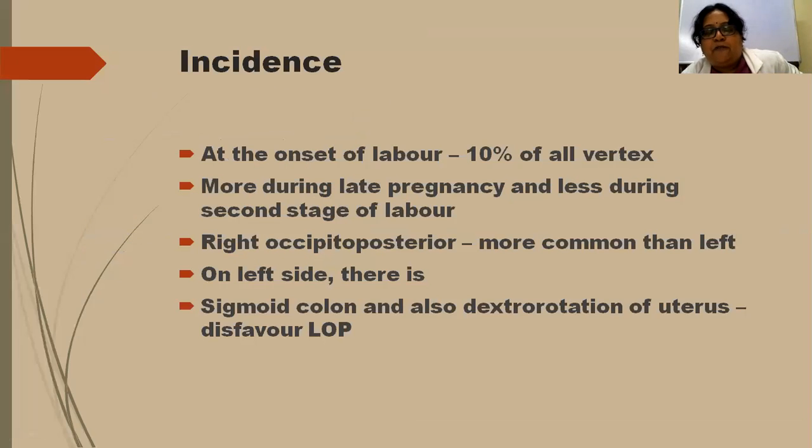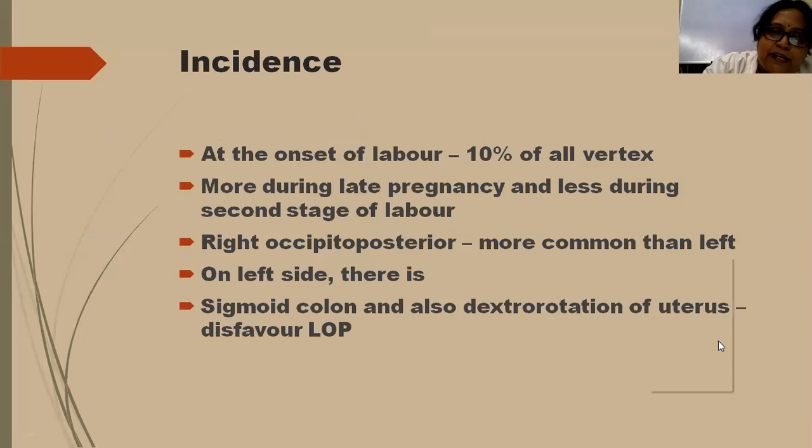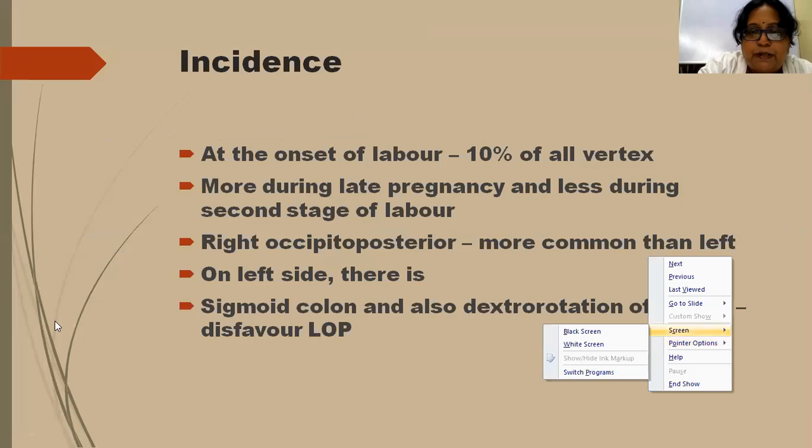Next, at the onset of labor, what is the incidence of this? In all cases, at the onset, it appears in 10% of all vertex presentations. And it is more common during late pregnancy and less during the second stage of labor.